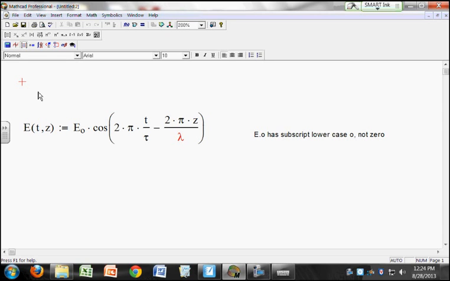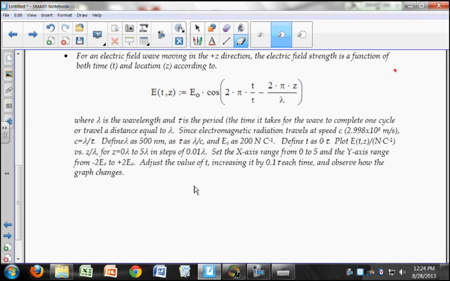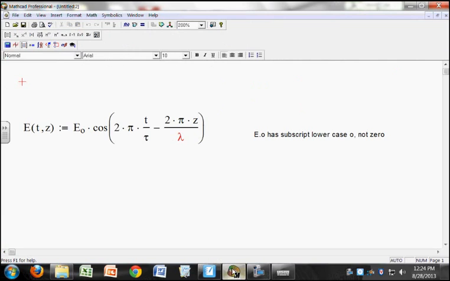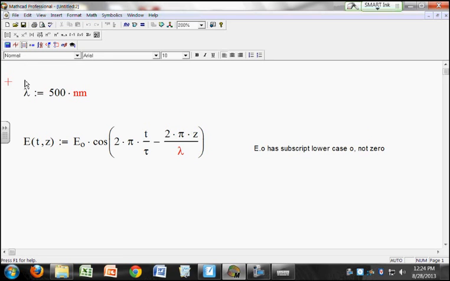So let's define lambda. You're supposed to define lambda as 500 nanometers for this example. So let's define lambda first before that, right? So lambda control G colon 500 times nanometers. And it's complaining it doesn't know what a nanometer is. So what do? Define nanometer as 10 raised to the power negative 9 meters. So it now knows what lambda is.